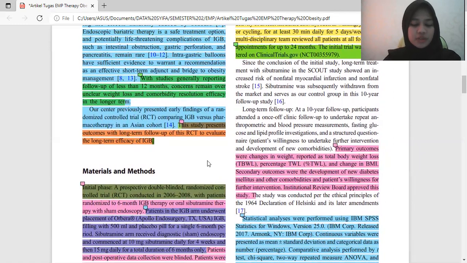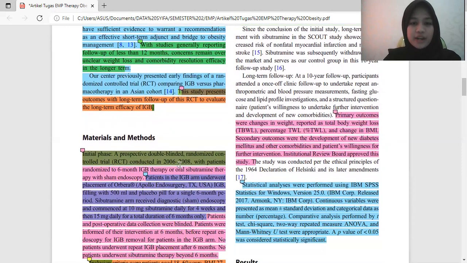Next is number 3B. The number 3B is important changes to methods after trial commencement, such as eligibility criteria, with the reason. The number 3B, we cannot find it in this article. So number 3B is not available.